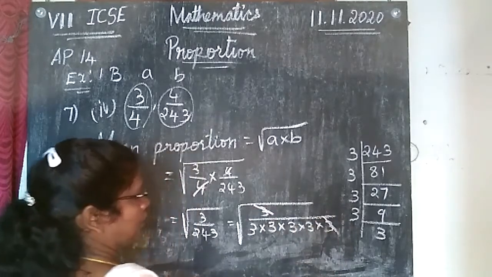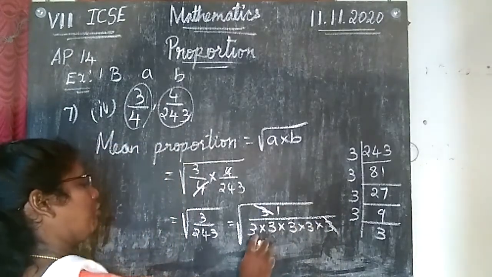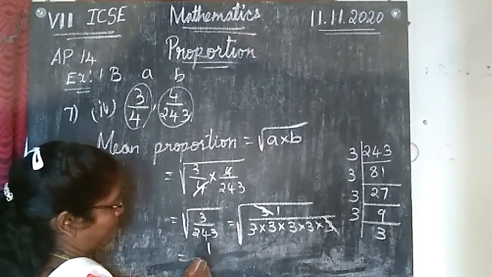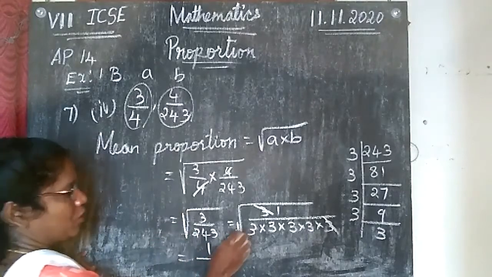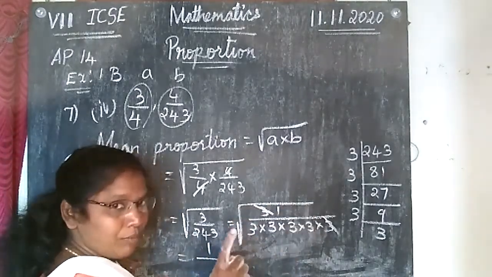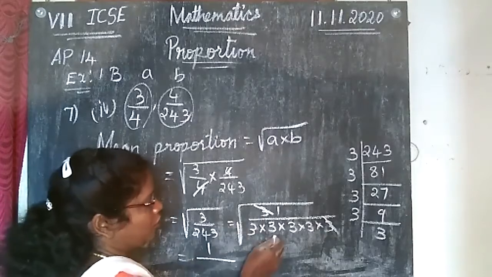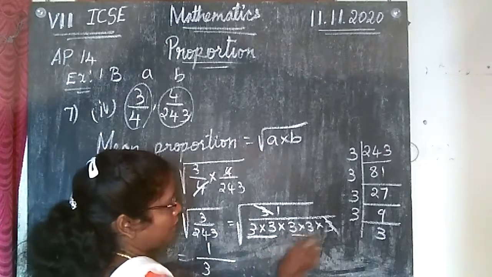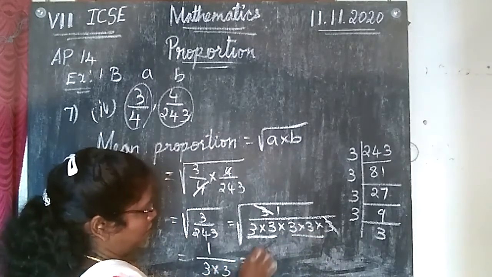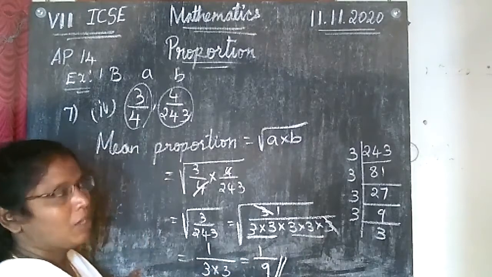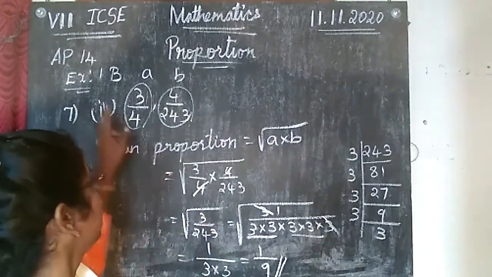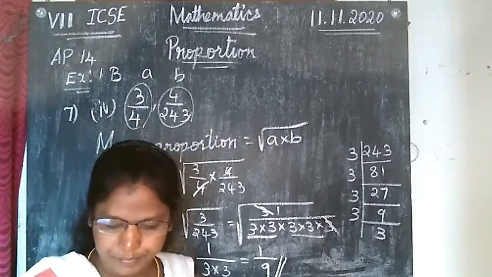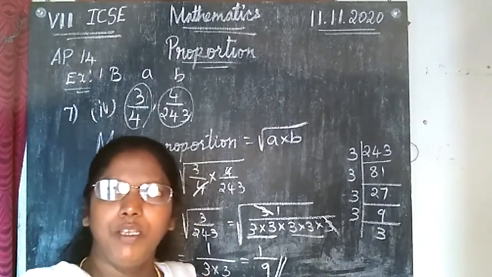3 and 3 cancel. Here 1. How many 3s are left here? 1, 2, 3, 4. So 1 by 3 into 3 into 3 into 3. If we want to take the square root, we have to take one number for every 2. So for these 2 3s I am taking 1 3, and for these 2 3s I am taking 1 3. That is equal to 1 by 9. My mean proportion is 1 by 9. Understood everybody? Very good. We'll move on to the next one.